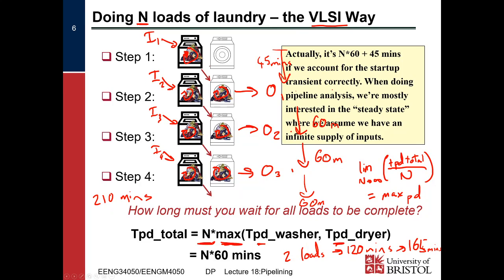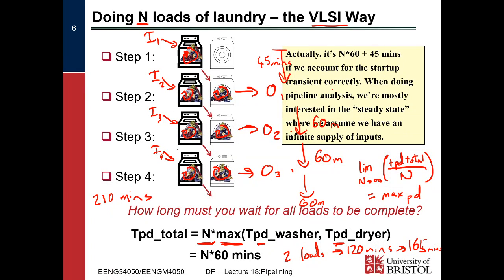So if you've only got a small amount of data to process, a small amount of washing to do, maybe it's not amazingly efficient to do it this way. But when you've got lots and lots of work to do, it's much faster to do things this way. You'll probably have seen this with the production line as well. It's not efficient to have one car go through the entire production line and then start the next car. It's much more efficient to have one car at each stage of your production line than to have only one car in the production line at once.